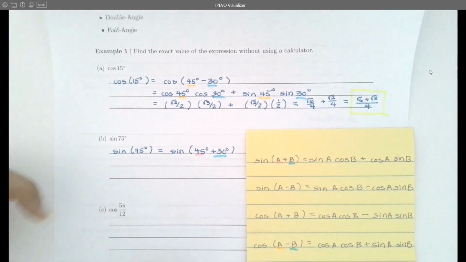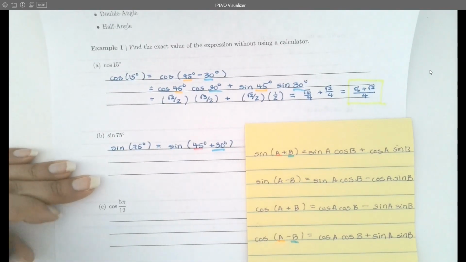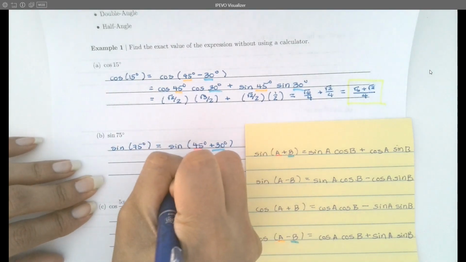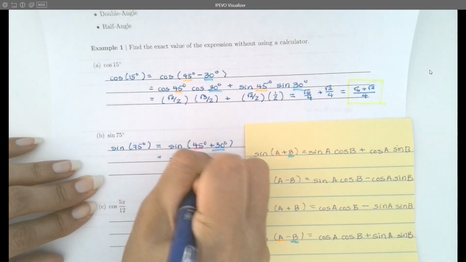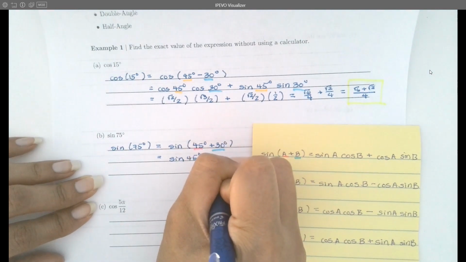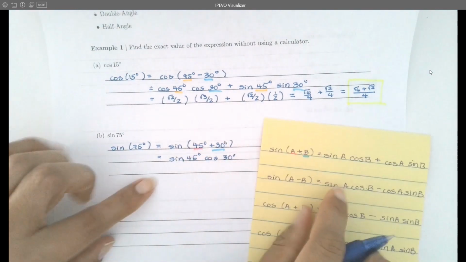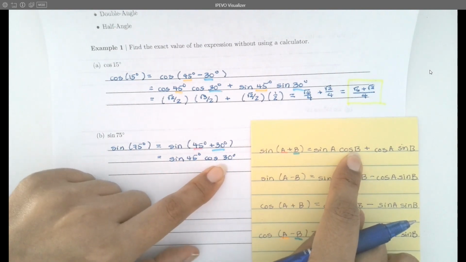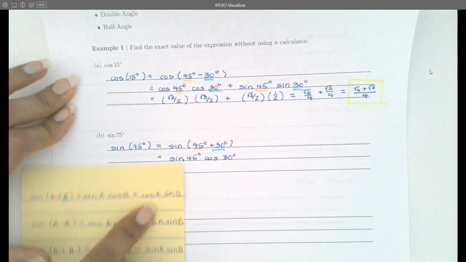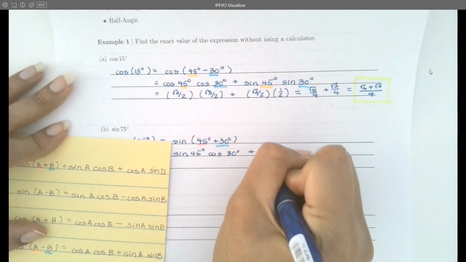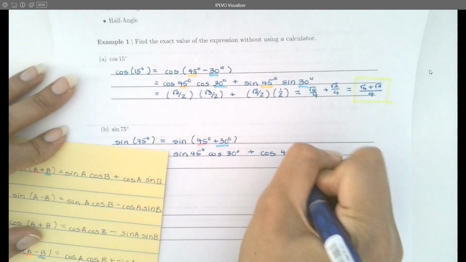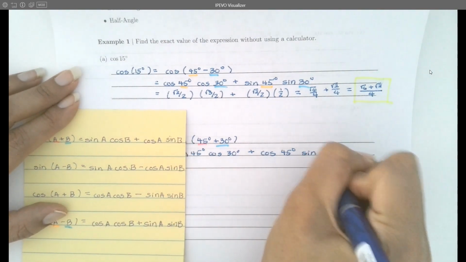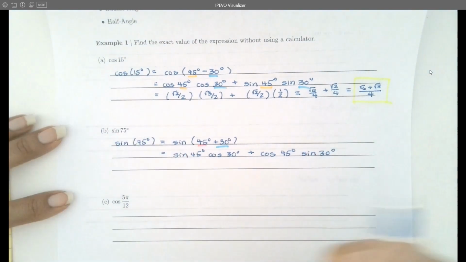Okay. So now if we apply the formula, we're going to get sine of 45 degrees times cosine of 30 degrees, because it's sine of the first angle times cosine of the second. And then we have plus cosine of the first angle, so that'll be 45, times sine of the second, so times sine of 30 degrees.